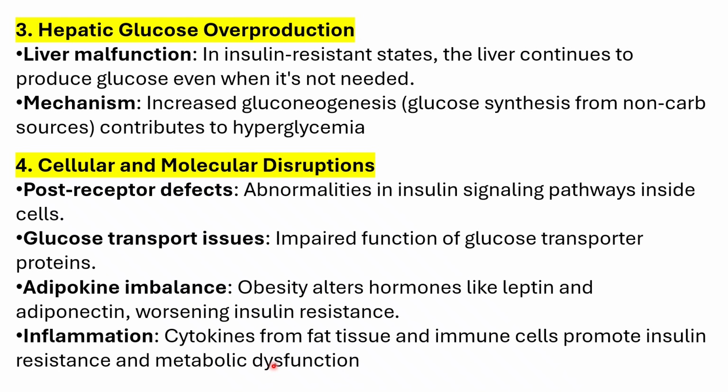Inflammation: cytokines from fat tissue and immune cells promote insulin resistance and metabolic dysfunction. So inflammation is one of the reasons why we have cellular and molecular disruptions, right? Inflammation, in any part of the body, is going to create a chain reaction. Cytokines from fat tissue and immune cells promote insulin resistance and metabolic dysfunction.